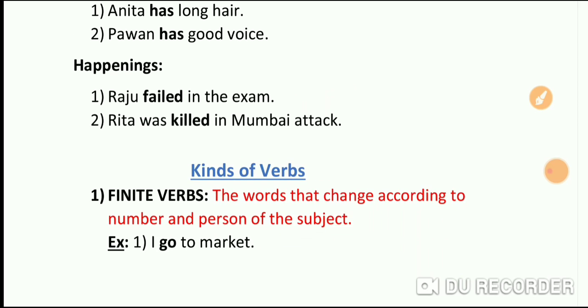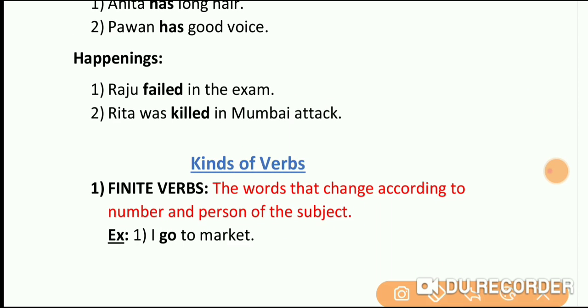Go to example number 4. Verbs are also used to show or talk about happenings. We use verbs to show or to speak about what happens with a noun or pronoun. Here you can see example number 1. Raju failed in the exam. Rita was killed in the Mumbai attack.